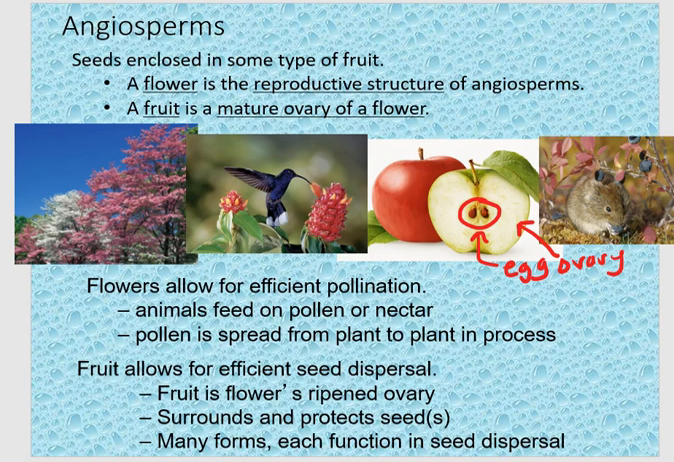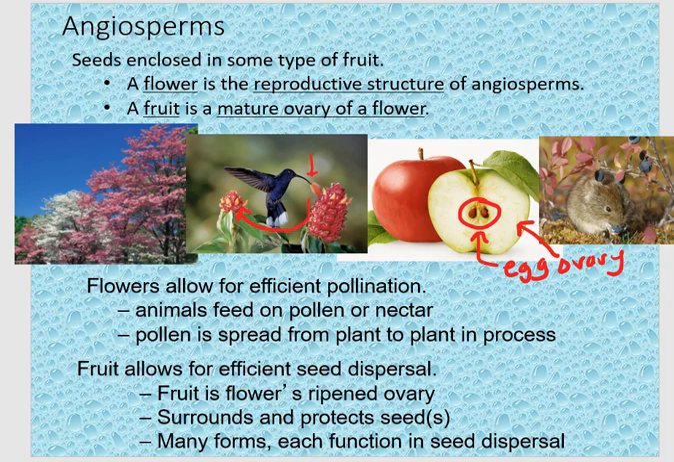Animals, as you see this hummingbird here, he's feeding on the nectar in that plant. He's going to take that pollen with him, and he's going to go give it to another plant so that we get that variety within the species, movement of alleles.